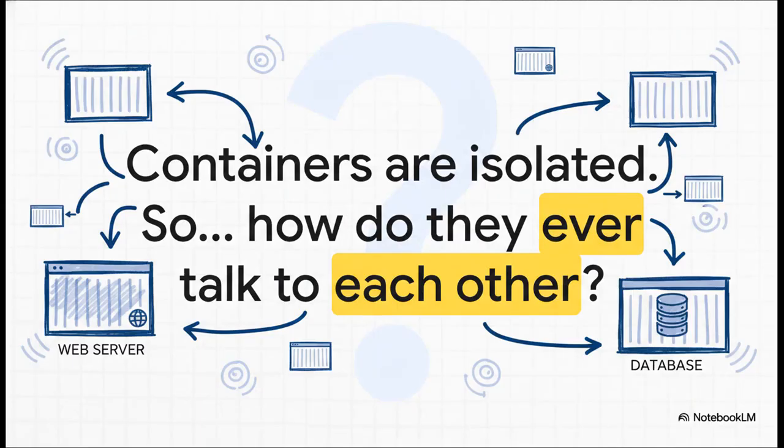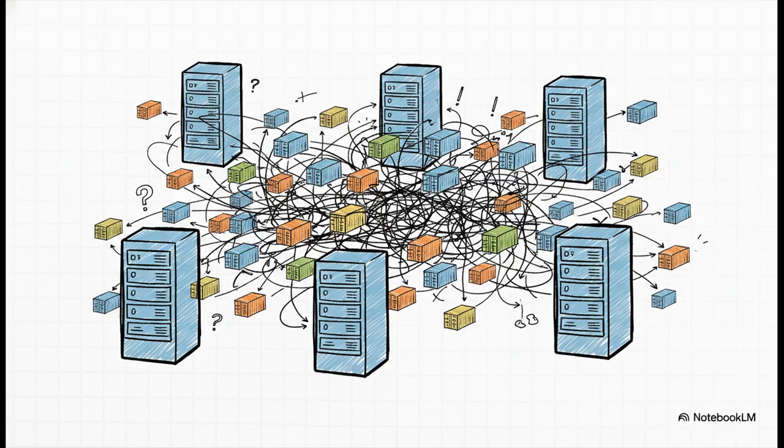Okay, so let's start with the central puzzle, the big question. We're always told that containers are these neat, perfectly isolated boxes, which is great for security and all that. But if they're completely sealed off from one another, how does a web server container ever talk to its database container? How does any real work actually get done? And look, this isn't just some small academic puzzle. I want you to imagine a real-world application with hundreds, maybe even thousands of these containers all running across dozens of different machines. All of a sudden, this puzzle becomes a massive logistical nightmare. And this, right here, is the exact problem that Kubernetes networking was built to solve.